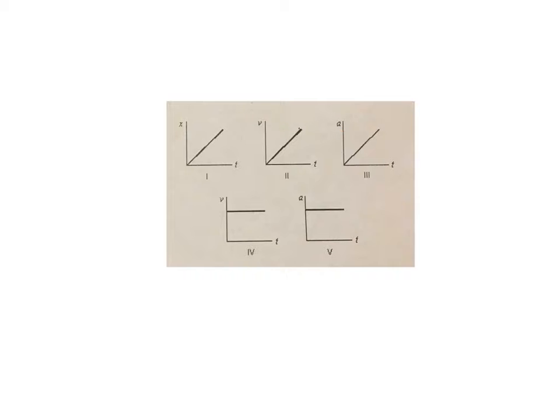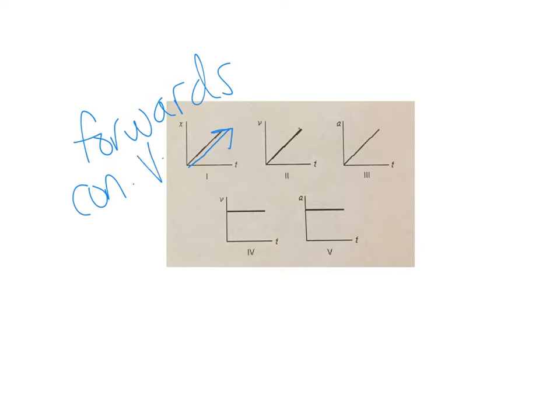So for graph number 1, we have a position time graph, and we have a diagonal line. So for this particular graph, we are moving forwards because it is going upwards on the graph. And it is going to be moving at a constant velocity. In order to have acceleration show on a position time graph, we would need to have a curved line. Since we do not have a curve, it has a constant velocity. So the object is moving forwards with a constant velocity.